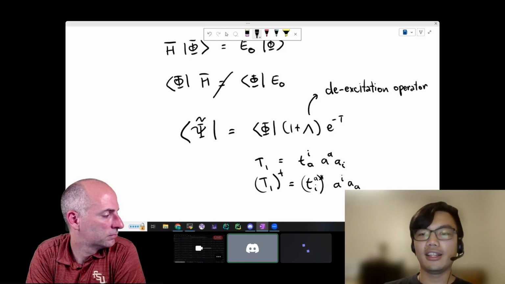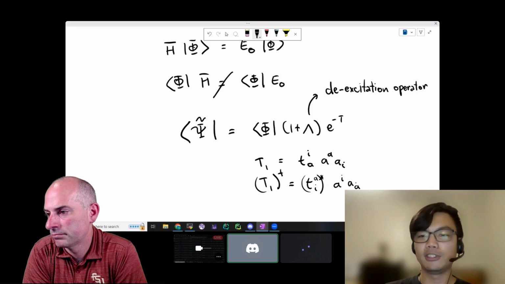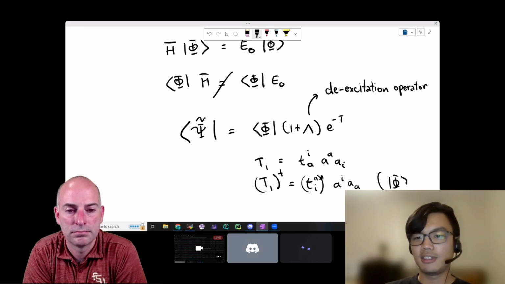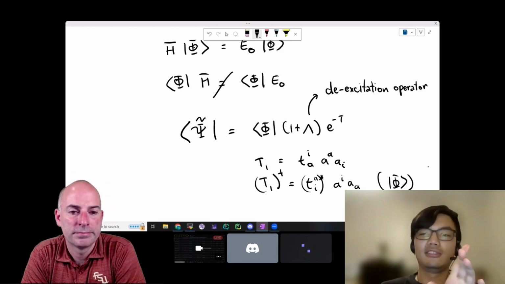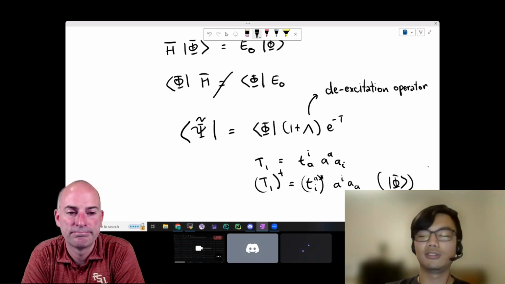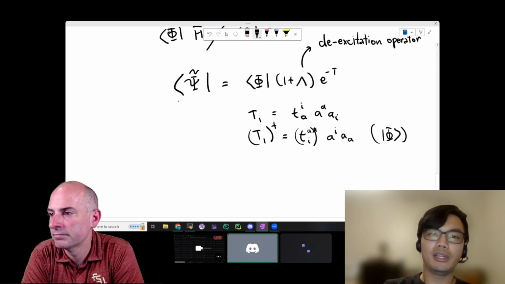And you can see that it annihilates an electron in the virtual orbital and creates an electron in the occupied orbital. So if you're thinking about, for example, acting on the ket, it acts as a de-excitation operator because it moves the electron from a virtual to an occupied orbital. It moves the electron down. But if you think about it from the bra side, it actually excites the electron to the left, right?